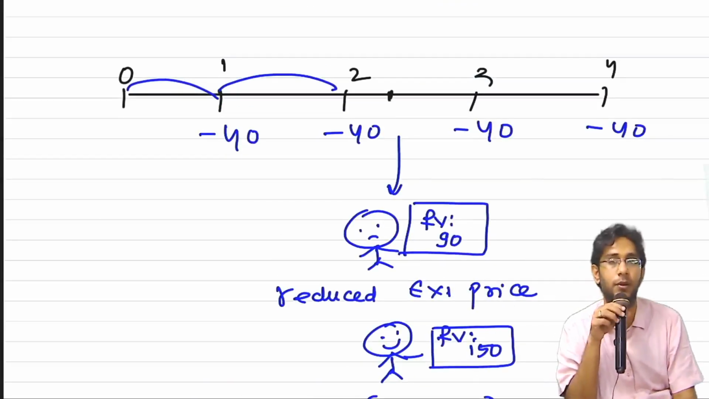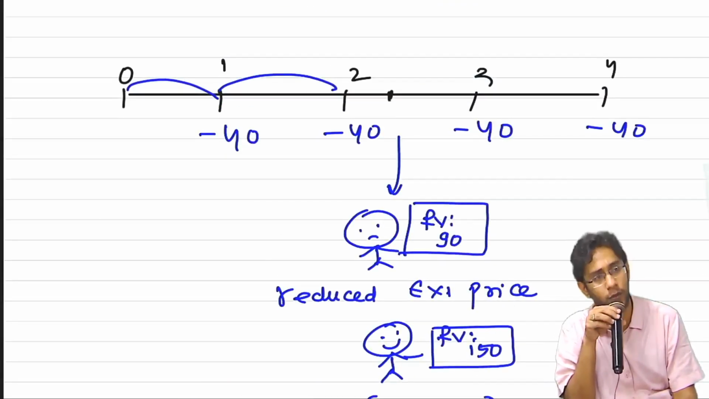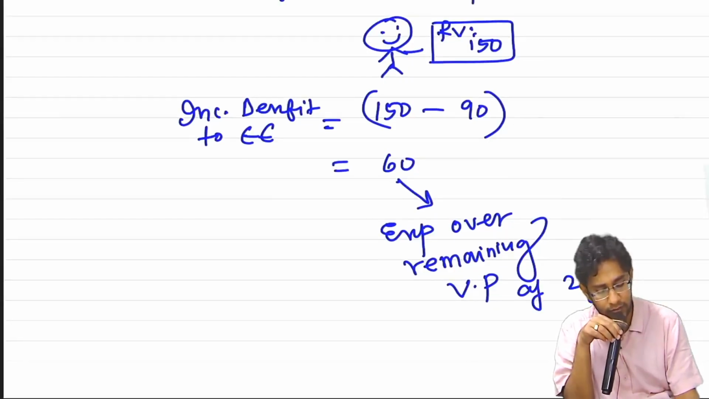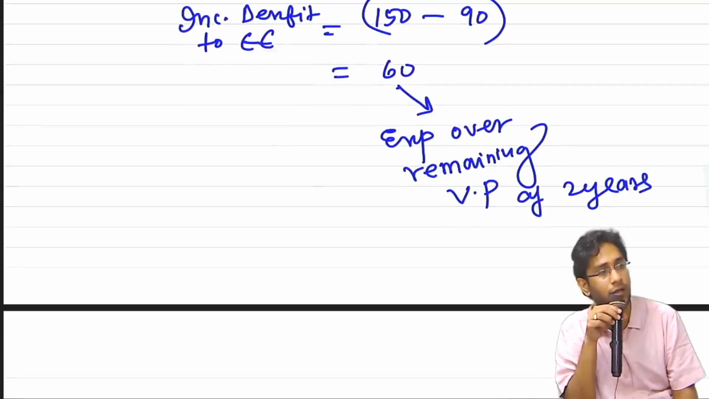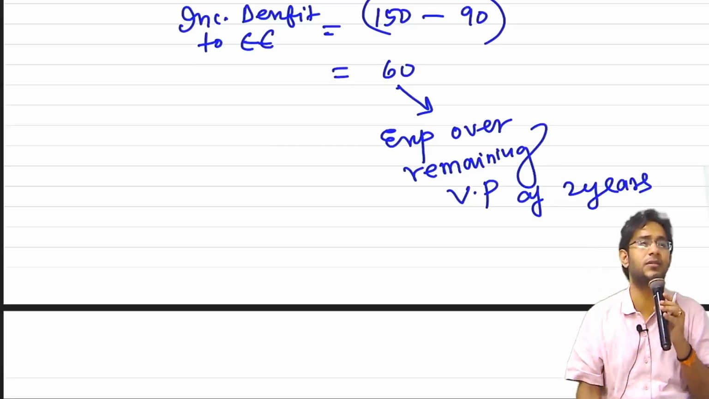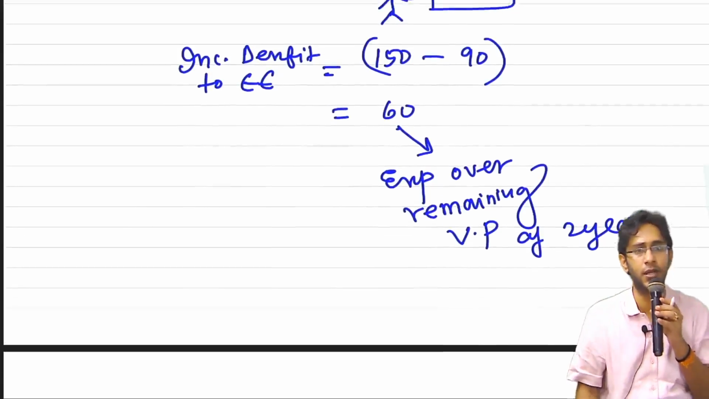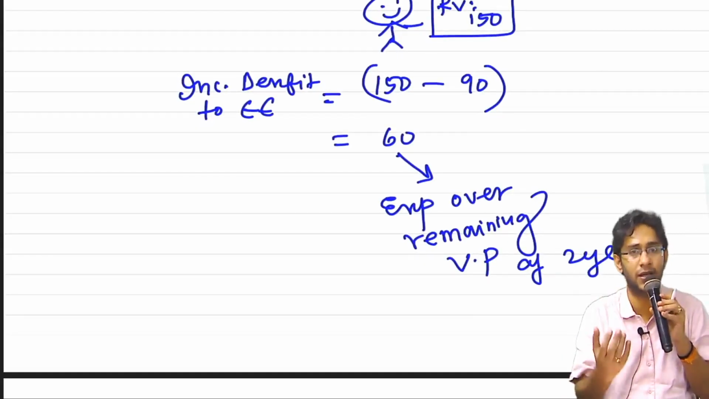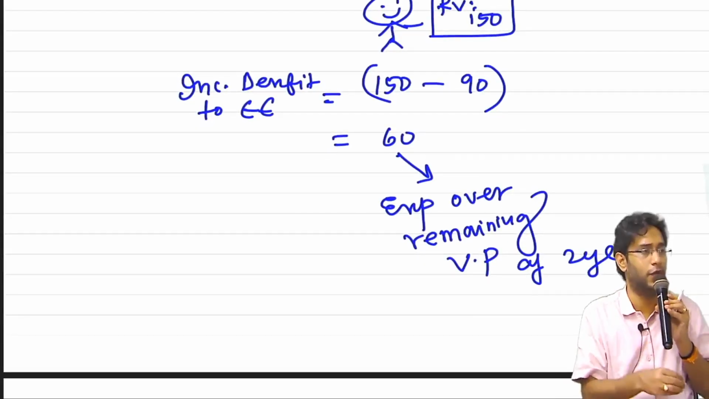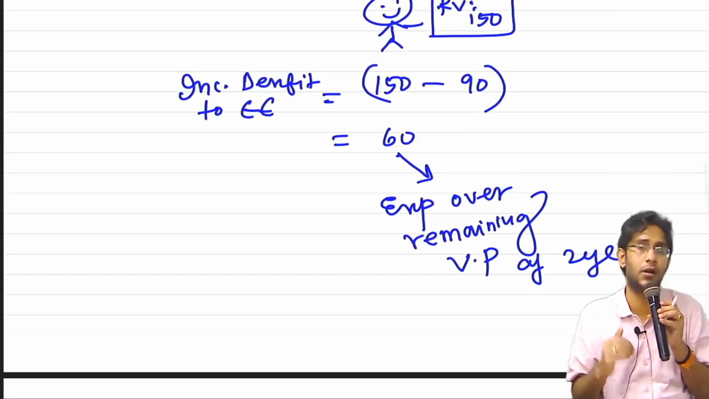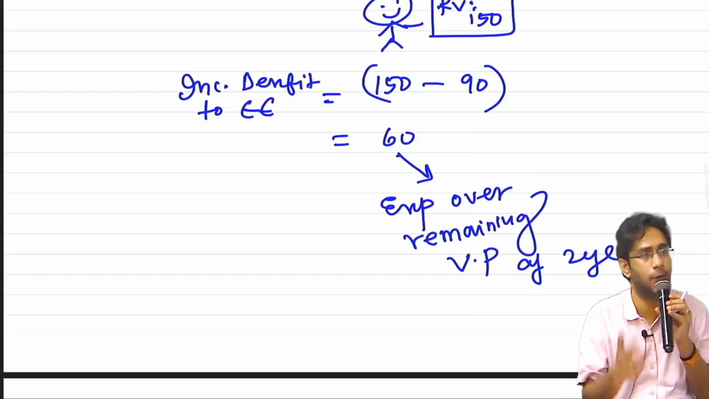How many years is the vesting period? 4. How many years are over already? 2. What is the remaining? Another 2 years. So each year 30, 30 you do. That's all you have to do. So how did you get that 60? That is important. How did you get that 60? Fair value of the option after repricing minus fair value of the option before repricing. That gap is the extra benefit the company gave to the employee.